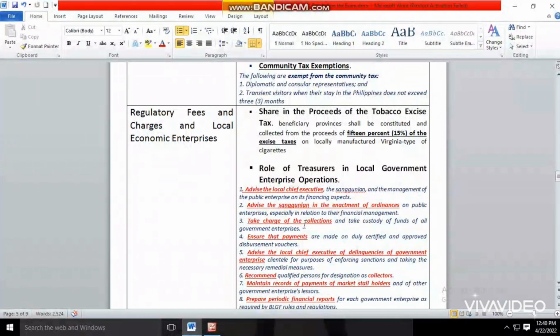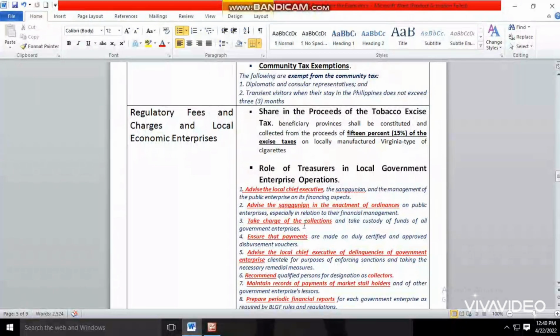So let us be reminded that in the share in the proceeds of the tobacco excise tax, especially for their respective beneficiaries, provinces shall only receive 15% of the excise taxes on locally manufactured Virginia type of cigarettes.